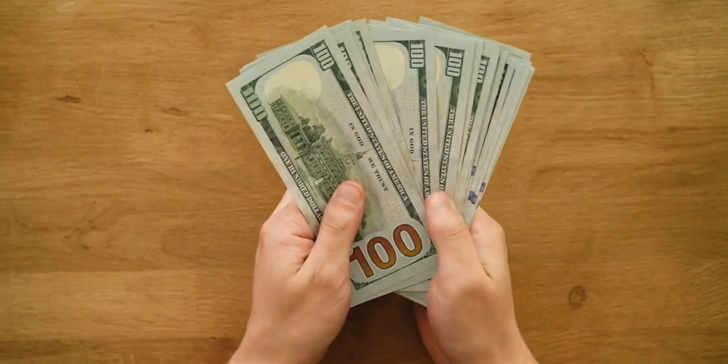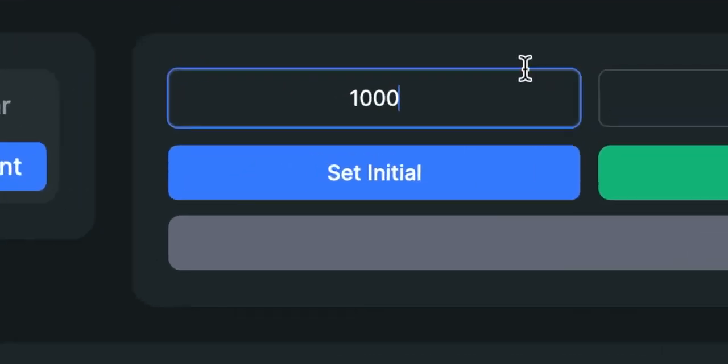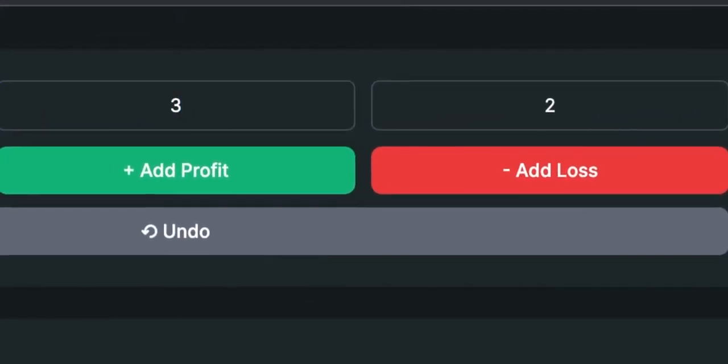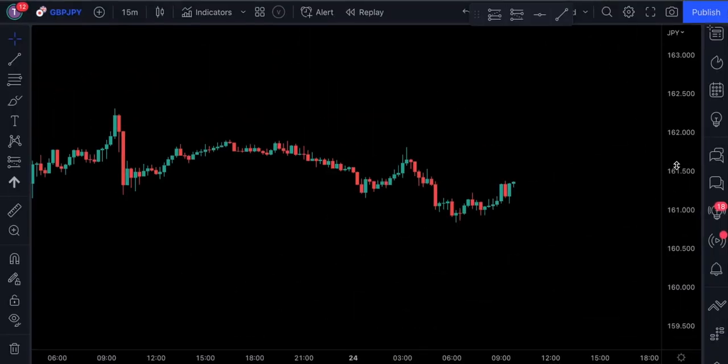and make good profits. For my backtesting, I will set the initial account size at $1,000 with 1 to 1.5 risk reward ratio and 2% risk per trade. I'm going to be backtesting the strategy on GBP/JPY on a 15-minute time frame.